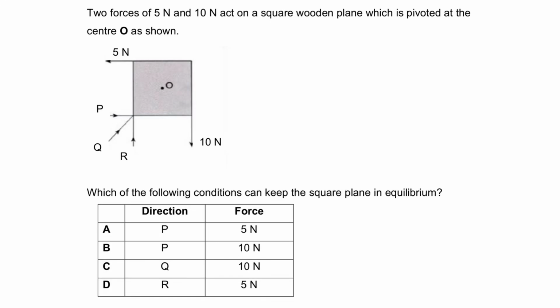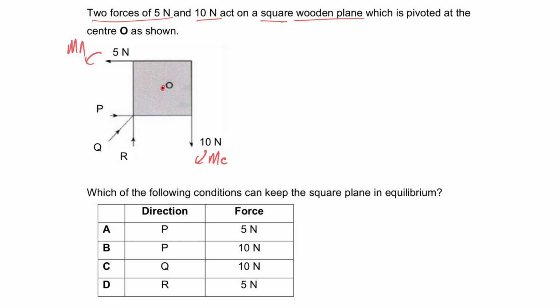In this question, you already have two forces, 5 Newton and 10 Newton, acting on the square wooden plane, which is pivoted at the center O. So you can see this is like a top view. The first thing you need to know is that this 10 Newton force is going to create a clockwise moment, and this 5 Newton force is going to create an anti-clockwise moment.